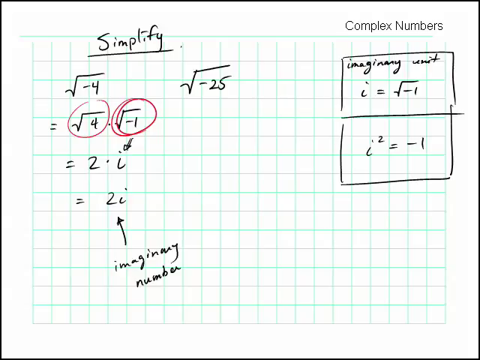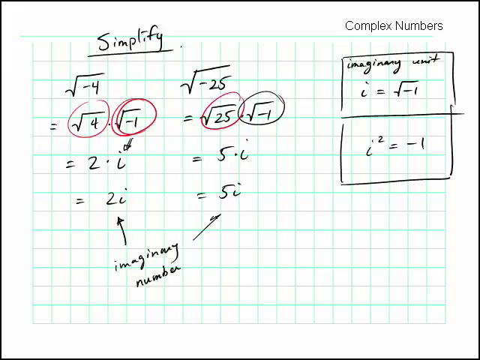Let's try another one here. For instance, the square root of -25. I split that into two parts. That's the square root of 25 times the square root of -1. And that'll be 5. That's a 5 right there. And this, of course, we're just going to call i. And so my answer is the imaginary number 5i.